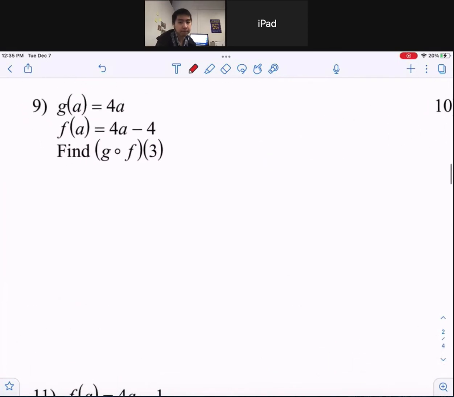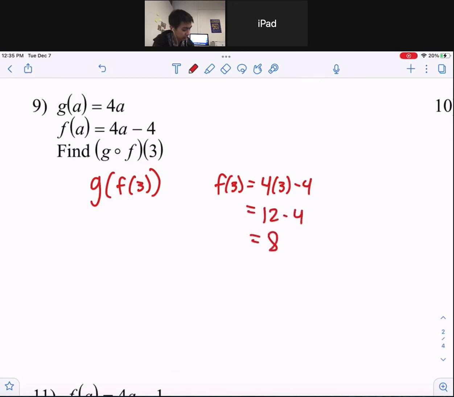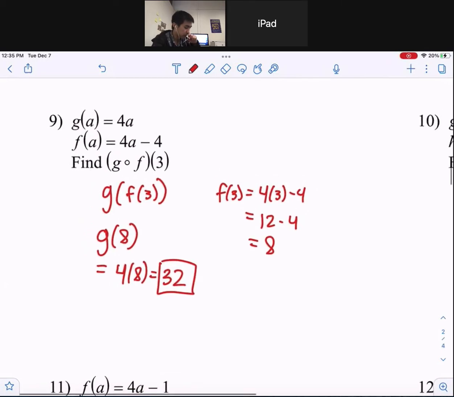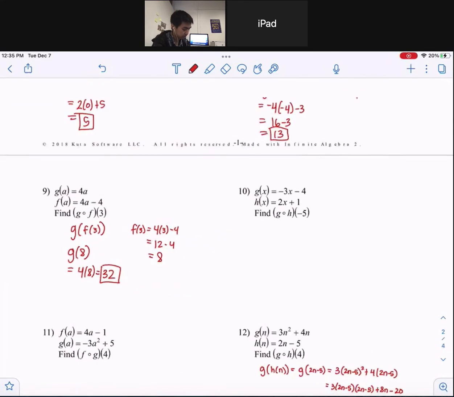Number 9. This is g of f of 3. So f of 3, so plug in 3 into here. So we got 4 times 3 minus 4. 4 times 3 is 12 minus 4. 12 minus 4 is 8. So g of 8. Now plug in 8 into here, which is just 4 times 8, which is 32. Okay, that's g of f of 3.